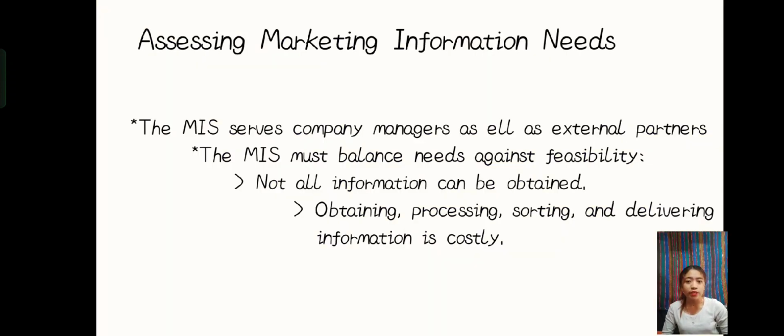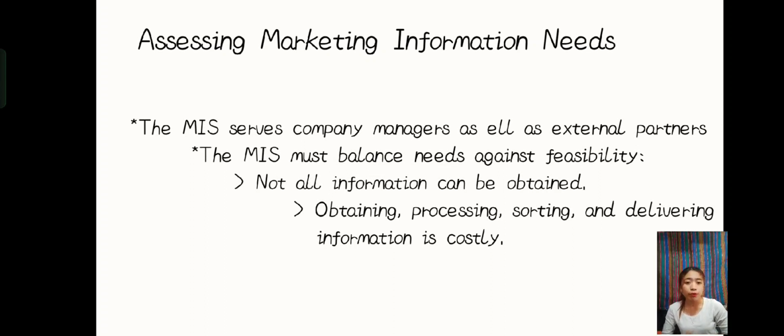Marketing information needs is a crucial step in developing an effective marketing information system. The MIS serves both company managers and external partners, and it must balance the information needs against feasibility. It is essential to understand that not all information can be obtained. Obtaining, processing, sorting, and delivering information is costly. Therefore, it is important to prioritize the information needs based on their relevance to the organization's marketing objectives and the cost of obtaining the information.